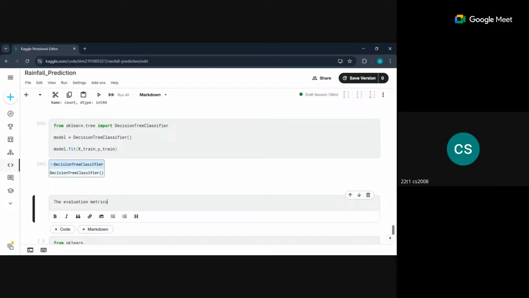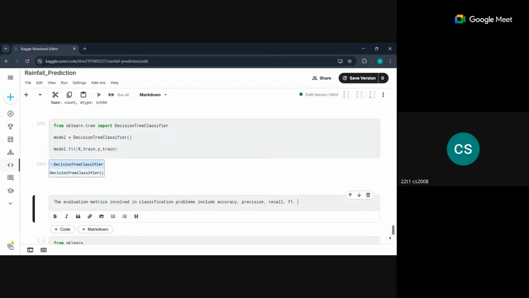Evaluation metrics involved in a classification problem include accuracy, precision, recall, and the F1 score. I'll put these down now. There are some more that you have to be aware of.